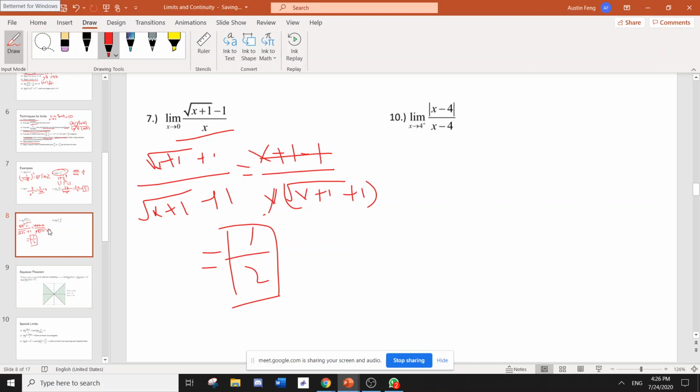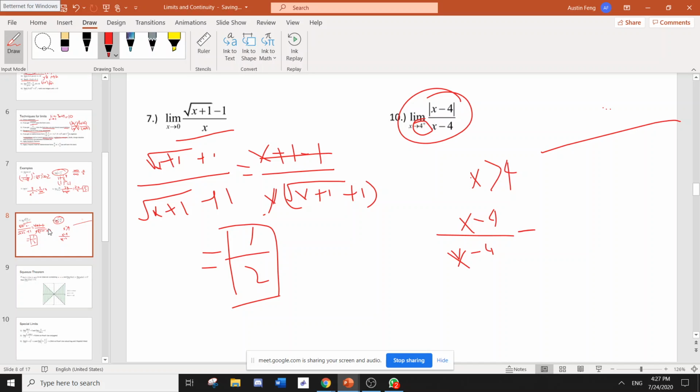Now, from the techniques, we know that for absolute value functions, we should break them up into piecewise. And since we're doing the positive limit, so coming from the positive side, we are thinking of using when x is greater than 4. So when x is greater than 4, our piecewise becomes (x minus 4) over (x minus 4). And that's just simply 1 for all values. So we get our limit is equal to 1.